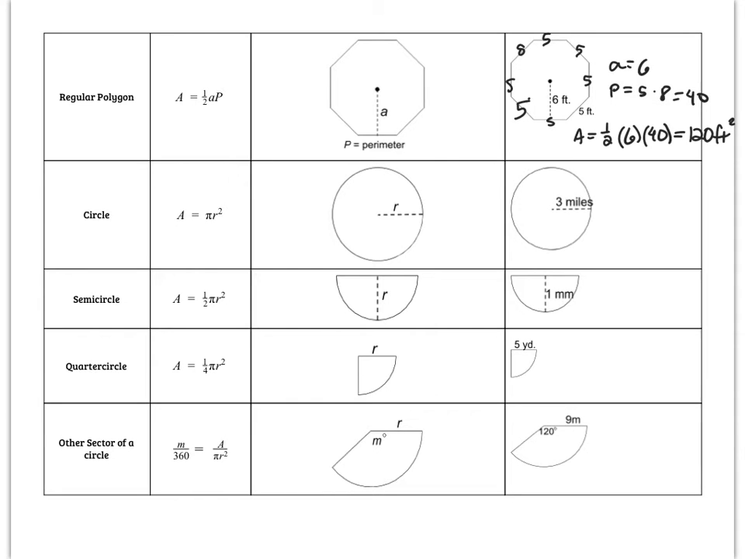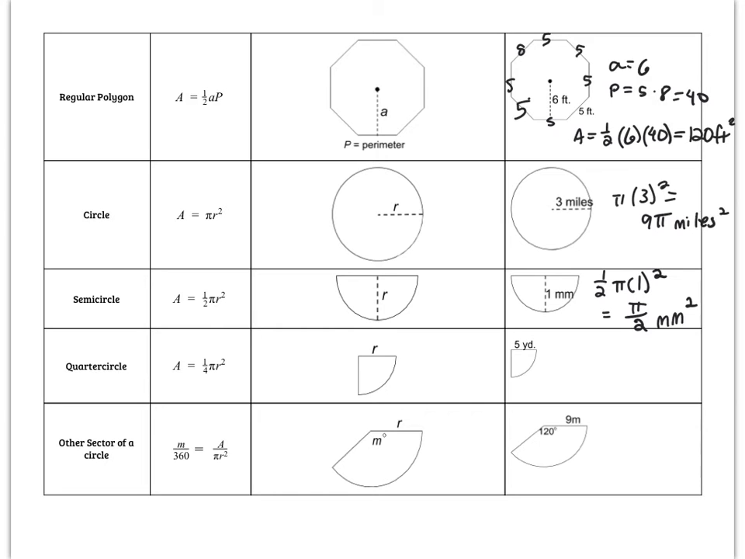For a circle, we just use pi r squared. So here we'll have pi times 3 squared, and we could just leave that as 9 pi. I'm going to write 9 pi square miles. Down below, we have a semicircle, so that's almost the same formula. It's just 1/2 pi r squared. 1 squared is 1, so this just equals pi over 2. And that's pi over 2 square millimeters.